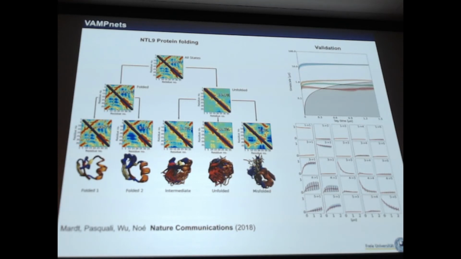Okay, and this is in principle, of course, applicable to large systems. This is not yet a large system, but it's an intermediate system. This is an NTL9 folding trajectory from the D. E. Shaw Anton data set. And building VampNets with different numbers of states resolves folded and unfolded for 2 states. And for 5 states, you resolve different folded and different unfolded or intermediate substates.